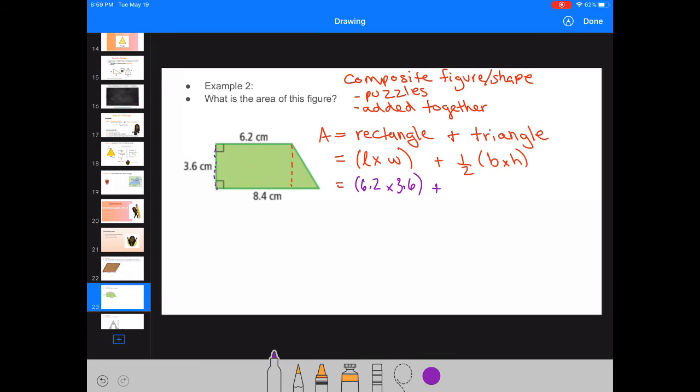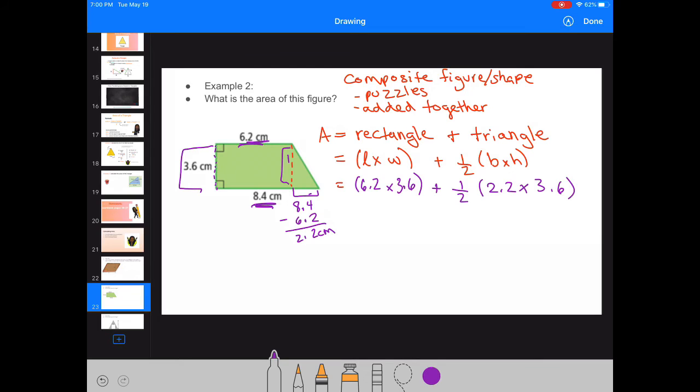Now we have the height of the triangle. That's 3.6. You can see this is the same as this, but the base is not 8.4. The base is definitely not 6.2. So how do we get this little portion right here? We have to subtract it. So that little portion is actually 8.4 subtract 6.2. That's our 2.2 centimeters. So the base of this particular triangle is 2.2 multiplied by the height, which is 3.6. So that's our whole formula.